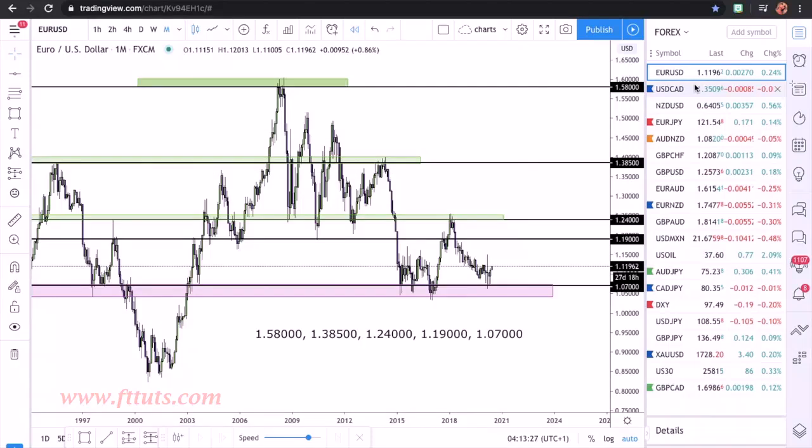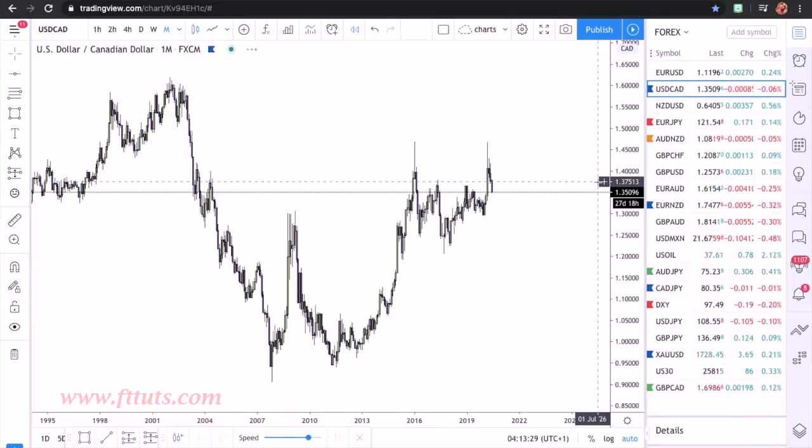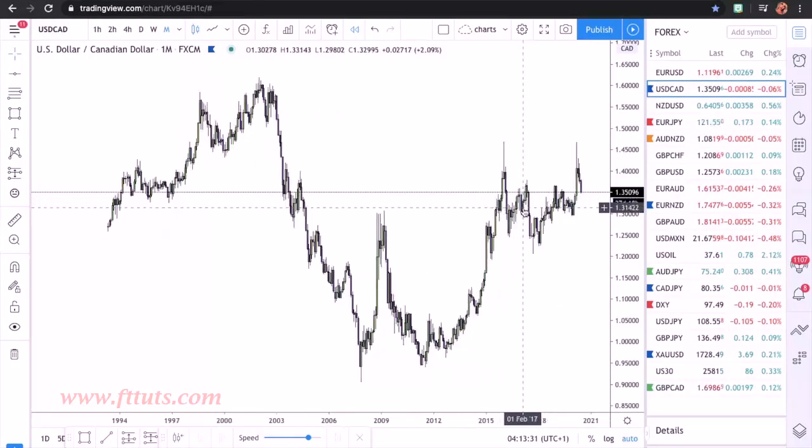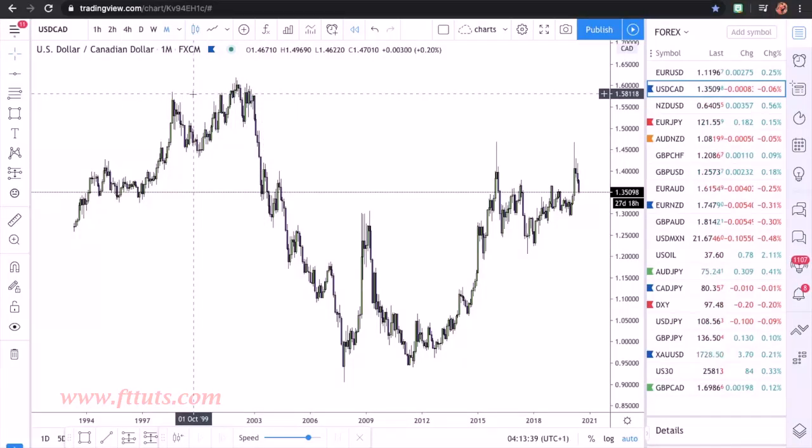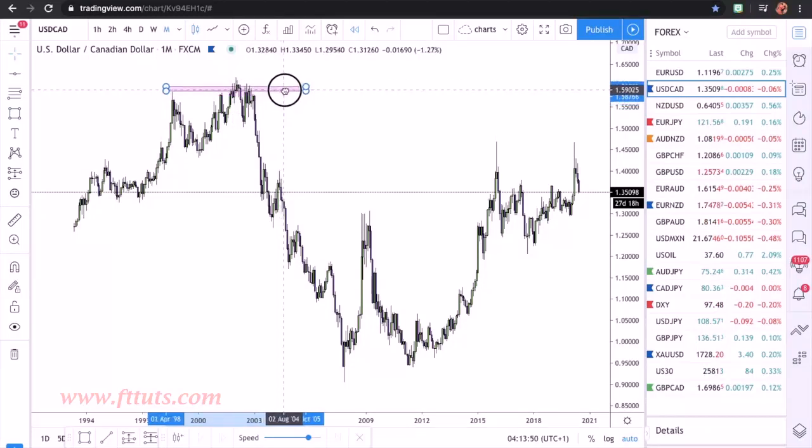So let's go to USDCAD quick. So we're going to do the same thing. We're going to mark up key levels for USDCAD. So we can see that the market rejected in this area. So what we're going to do is just highlight it. So right here, kind of rejected. So it kind of failed to break above this zone.